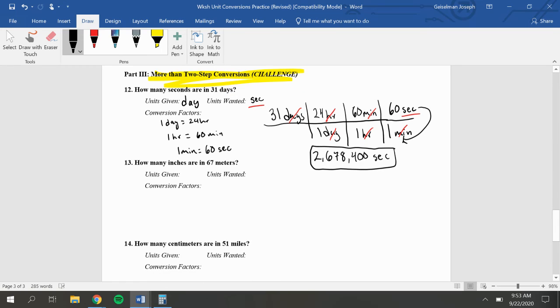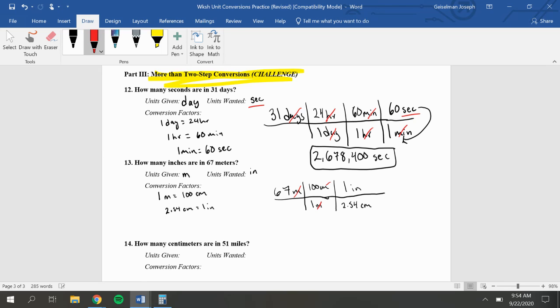Next one, how many inches are in 67 meters? We're given meters, we want inches. All right, I know that in 1 meter, there's 100 centimeters, and in each 2.54 centimeters, there's 1 inch. So this one's kind of one like we did earlier. So 67 meters equals 1 meter over 100 centimeters over 1 meter, and 2.54 centimeters and 1 inch.